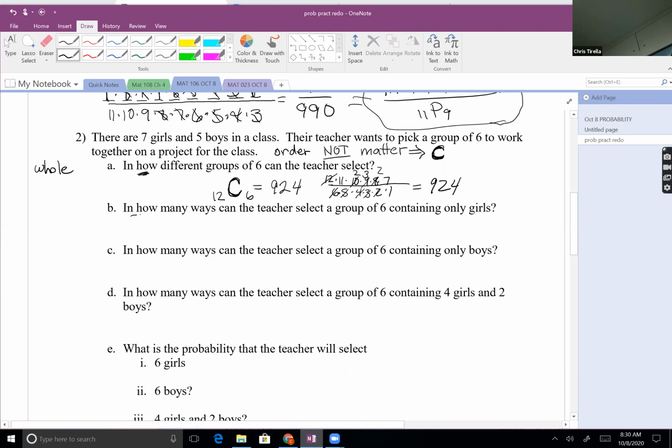Part B says how many ways, so we're looking at a whole number. Can a teacher select a group of 6? So it's a combination, and we're selecting 6. But I only want girls. If I only want the girls, how many do I have to choose from? 7. And 7 combination 6 turns out to be 7. If anybody's wondering how I got that so quickly, remember we said there was that shortcut. 7 combination 6 should be the same as 7 combination 1.